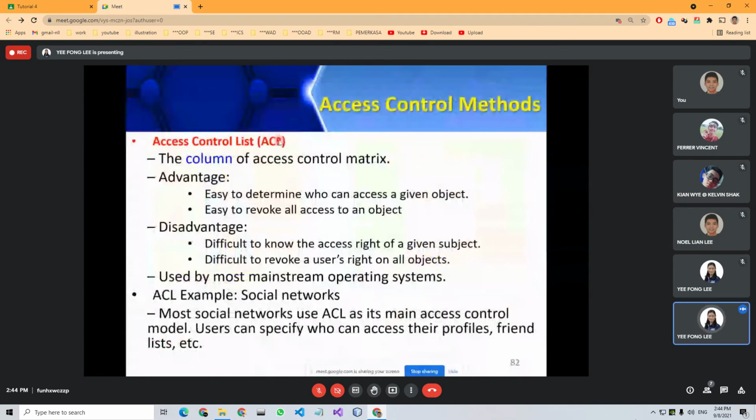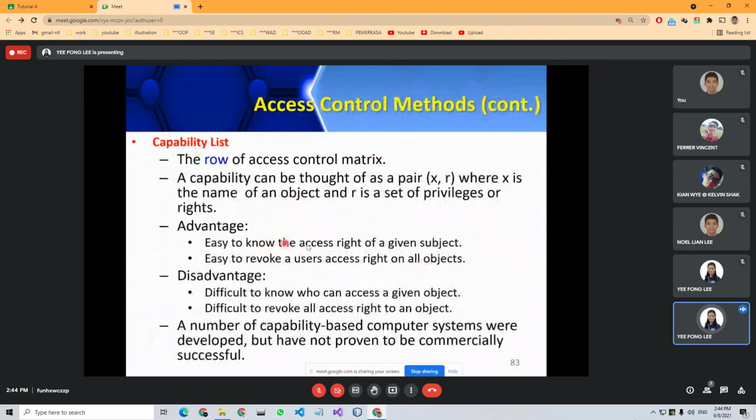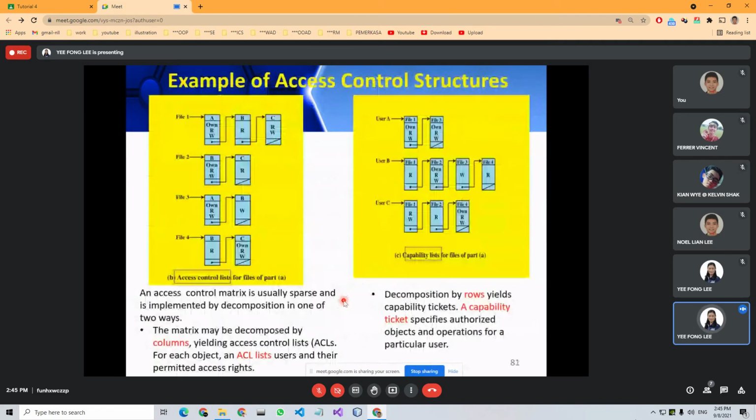What about the disadvantage? It is difficult to know the access right of a given subject. Difficult to revoke a user's right on all objects. By row, it is easy to know the access right, but the disadvantage here is it is difficult to know who can access a given object. Of course, from the matrix we drew, we can view it easily because we only have a few objects and files. But in the real world, there will be huge numbers of columns and rows.